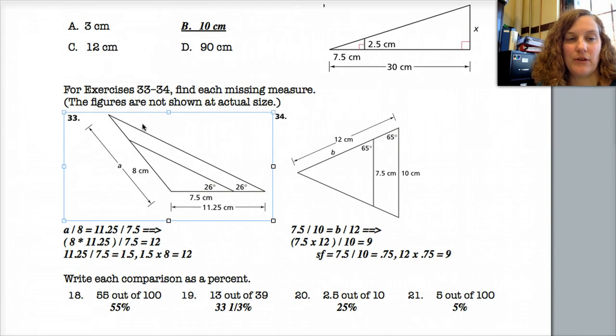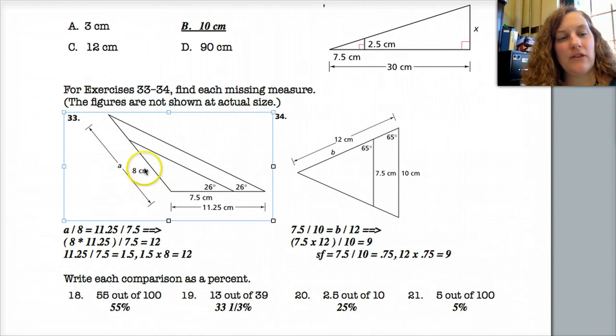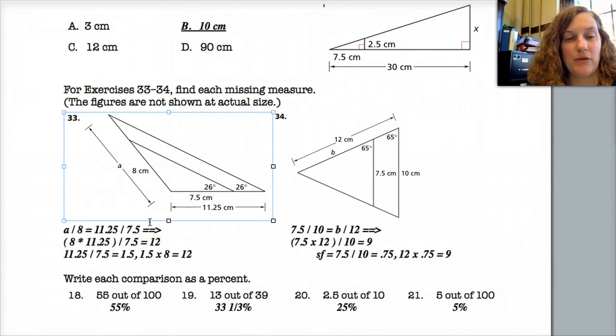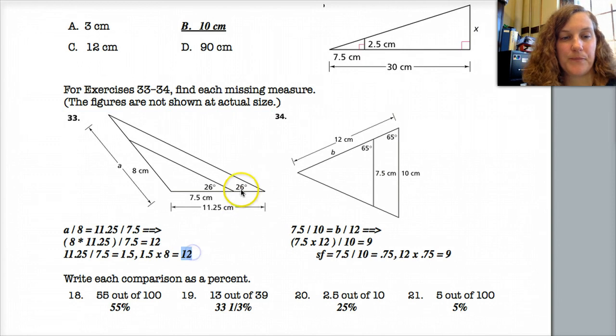Okay, for 33 and 34, again, we're finding missing sides. Here, again, the triangles are inside each other. They're nested. So if it's a little bit hard to see it, pull them apart. But we can do two ratios again. We can do 8 over 7.5, so this side over that side, equals a over 11.25. All right, I should have done my ratio the other way. So 8 over 7.5 equals a over 11.25. Either way, however you set it up, you cross multiply and you should get 12.